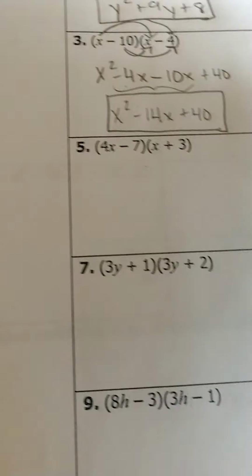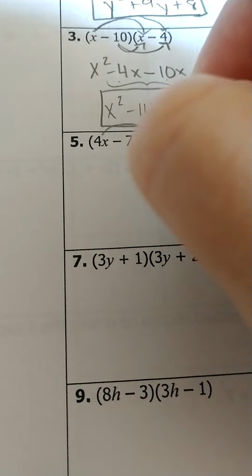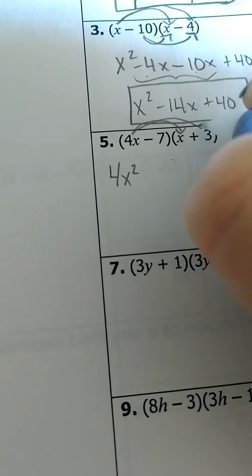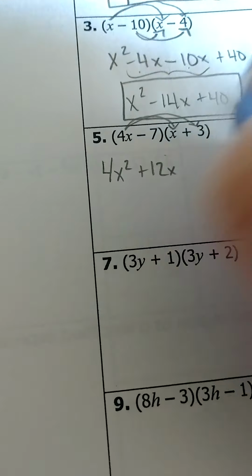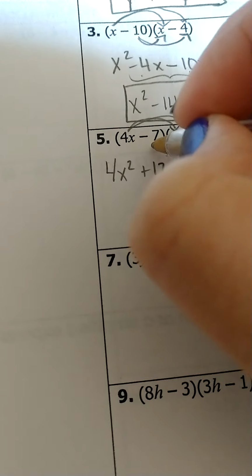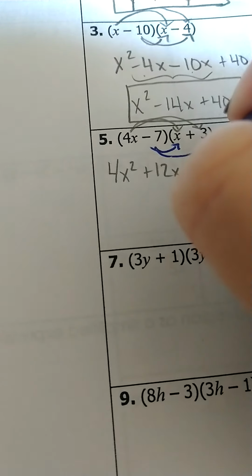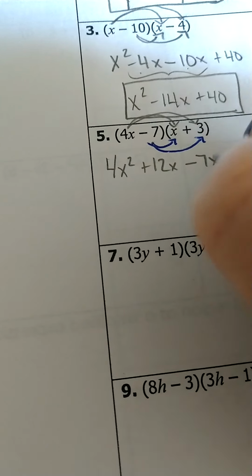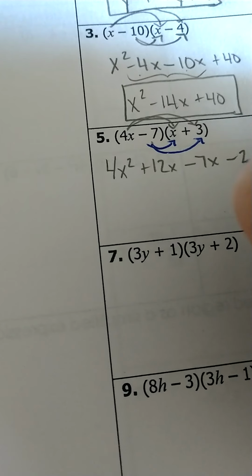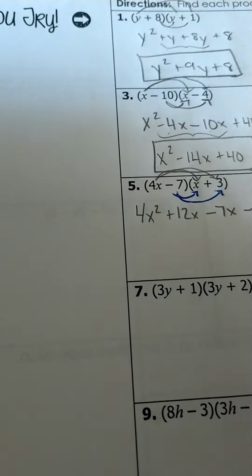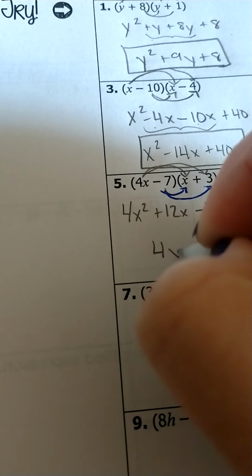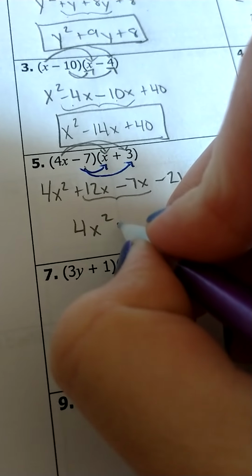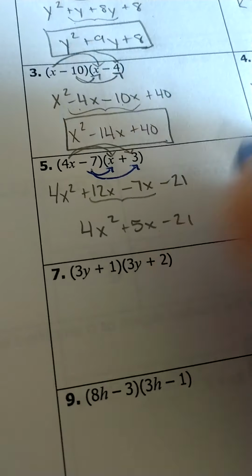Number 5. So distributing that 4x. So 4x times x is 4x squared. 4x times 3 is 12x. Come back through. Negative 7 times x and negative 7 times 3. Negative 7 times x is a negative 7x. Negative 7 times 3 is a negative 21. That gives us a 4x squared, 12 minus 7 is 5, minus 21.